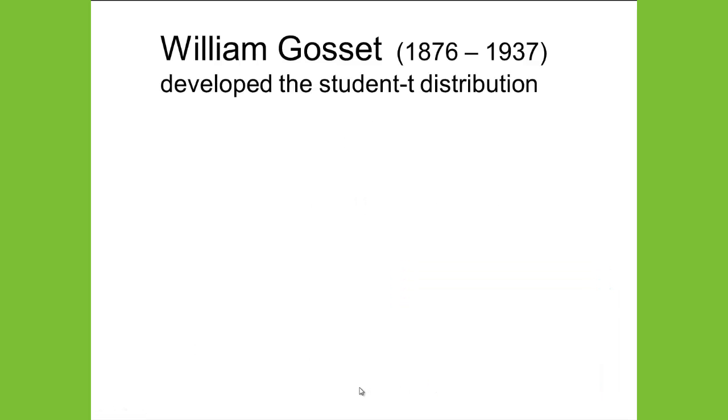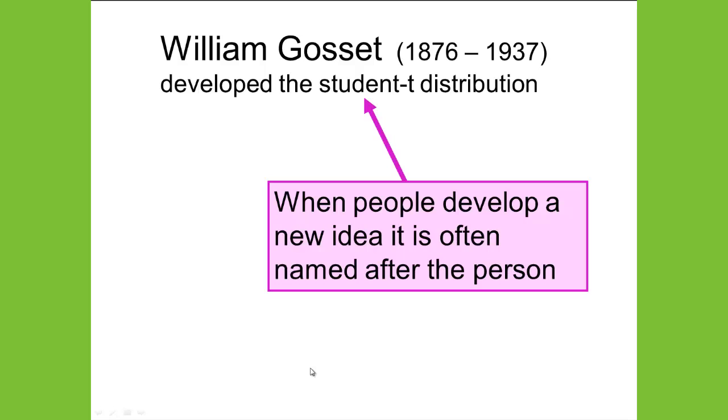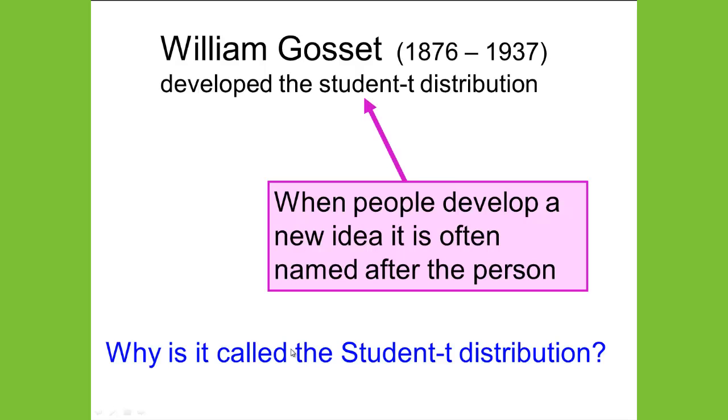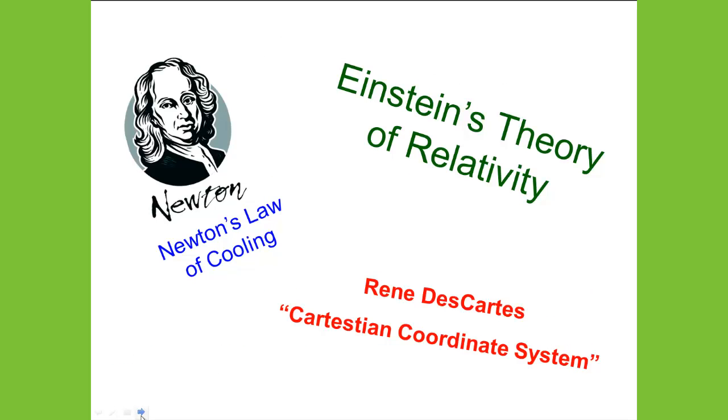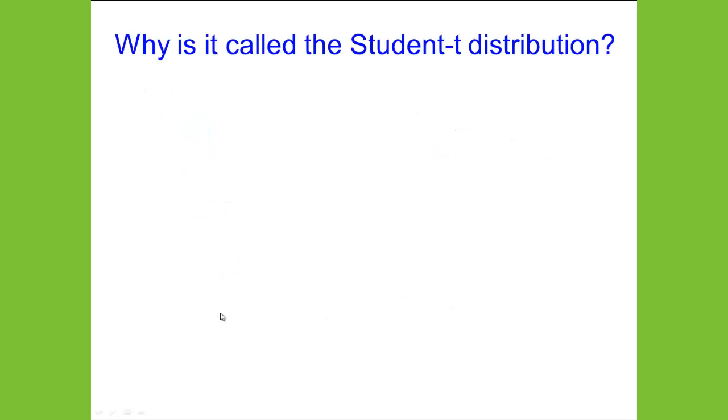And here is a quick history lesson to wrap this video up. William Gossett developed the student t-distribution. And when people develop a new idea, it's often named after the person. Why is it then that we call this distribution the student t-distribution? We have Einstein's theory of relativity, Newton's law of cooling, René Descartes developed the Cartesian coordinate system. Why is it called the student t-distribution?